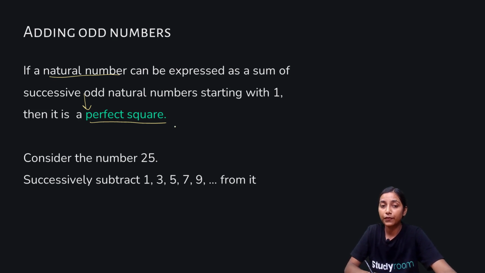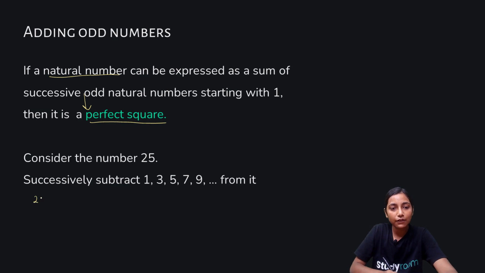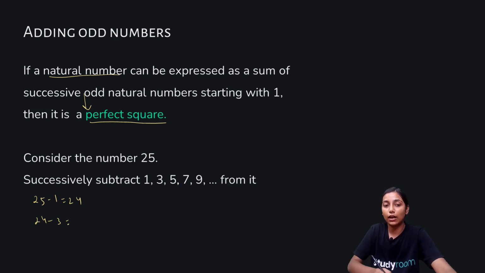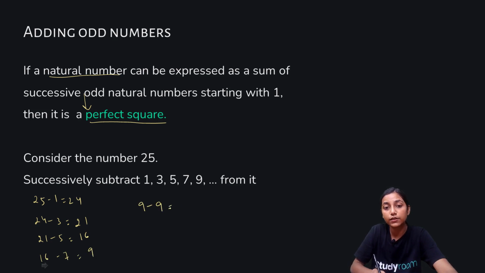So we have this method. If 25 can be written as the sum of successive odd natural numbers, we can say that 25 is a perfect square. Let's see, 25 minus 1 gives us 24. Further, 24 minus 3, we are just subtracting the successive odd natural numbers. 25 minus 1 minus 3 gives us 21. Now 21 minus 5 gives us 16. 16 minus 7 gives us 9. Lastly, 9 minus 9 gives us 0. So yes, 25 is actually given by the sum of 1 plus 3 plus 5 plus 7 plus 9.